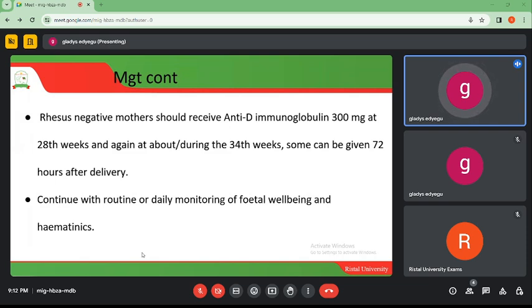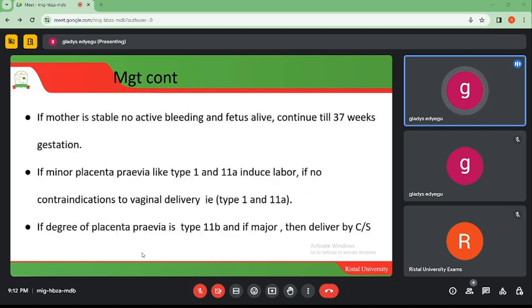Then you continue with the routine or daily monitoring of fetal well-being, and you also give hematinics so that they can boost the level of blood in their bodies, that is the Hb. And if the mother is stable and there is no active bleeding and the fetus is alive, then you continue till 37 weeks of gestation.